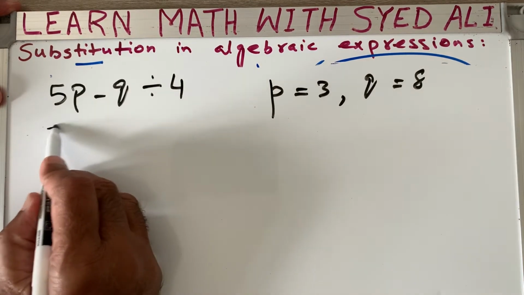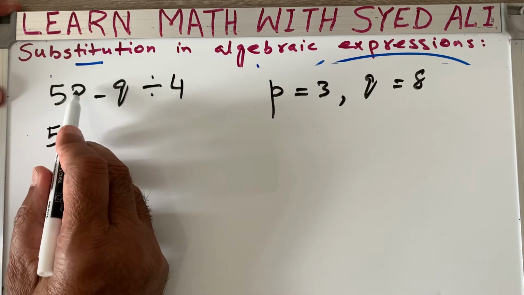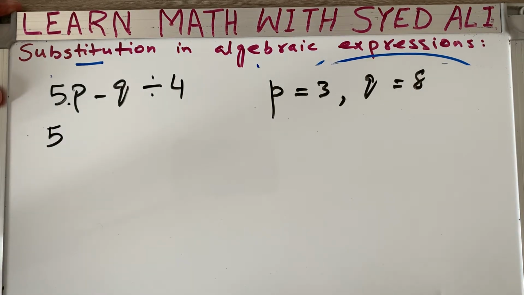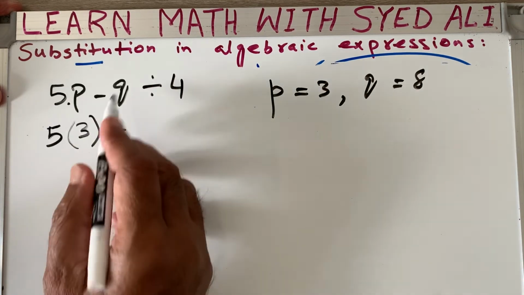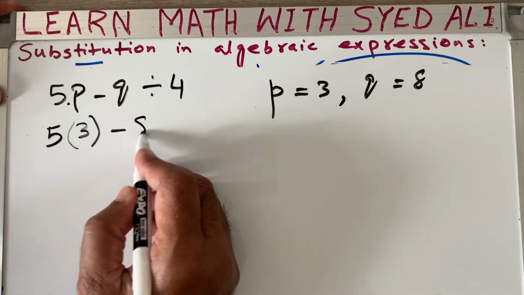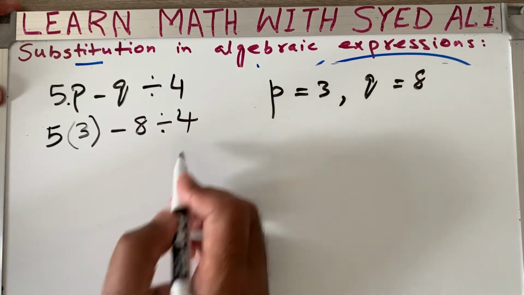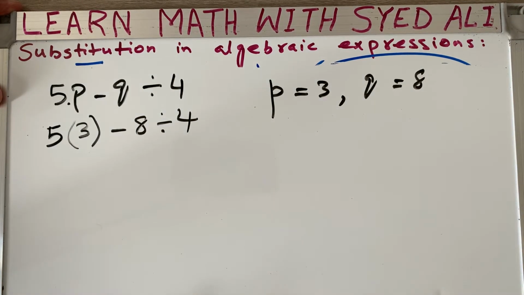So now what is p? 5 times p. When there is a dot or nothing, we suppose that this is multiplication. So 5 times p means 5 times 3. I can write in the bracket, minus q. q is 8, divided by 4. 5 times 3 is 15.